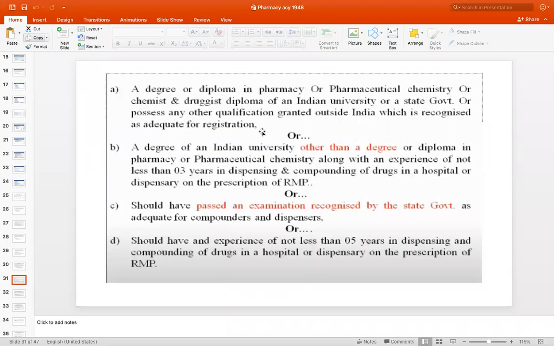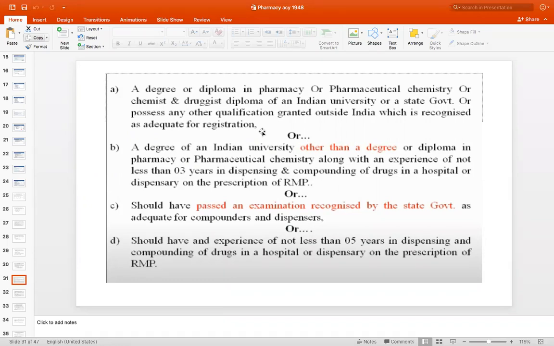Should have an experience of not less than 5 years in dispensing and compounding of drugs in a hospital or dispensary on the prescription of an RMP. If not in a medical shop, at least in a hospital, like a government hospital, or many other hospitals have medical shops. If you have experience of 5 years, then also you can register.